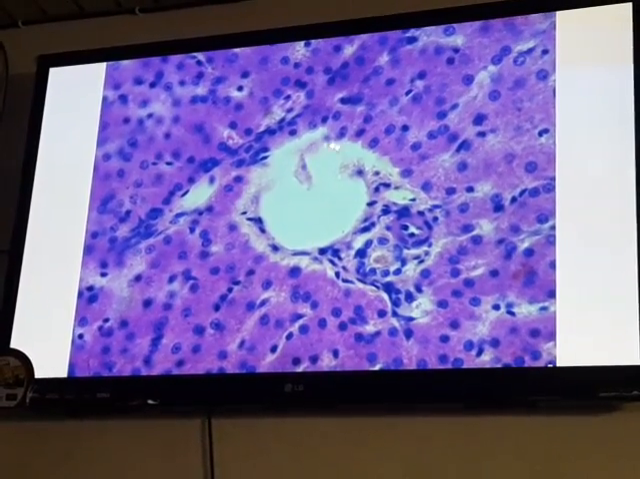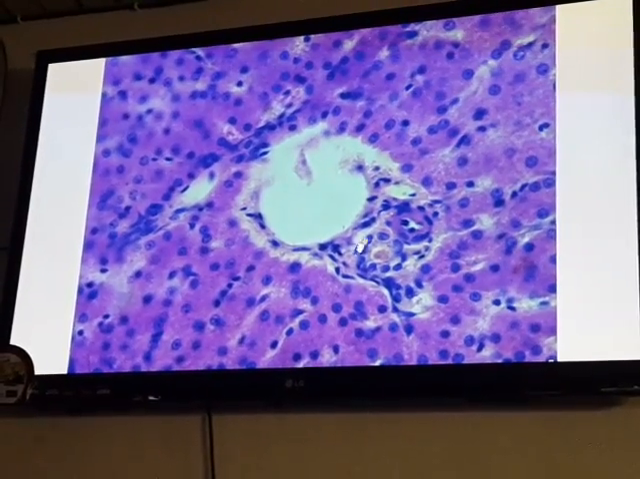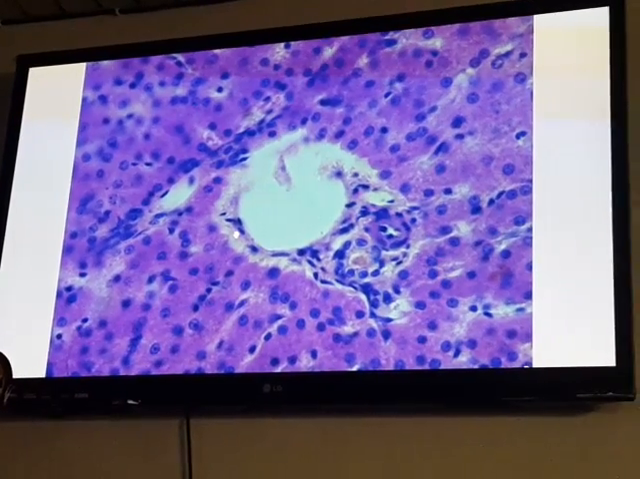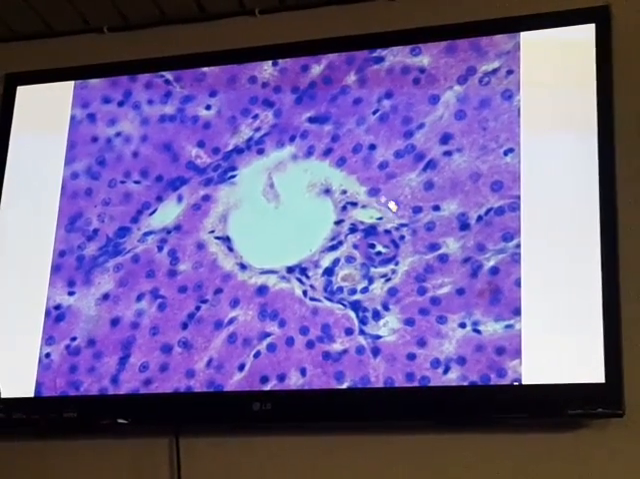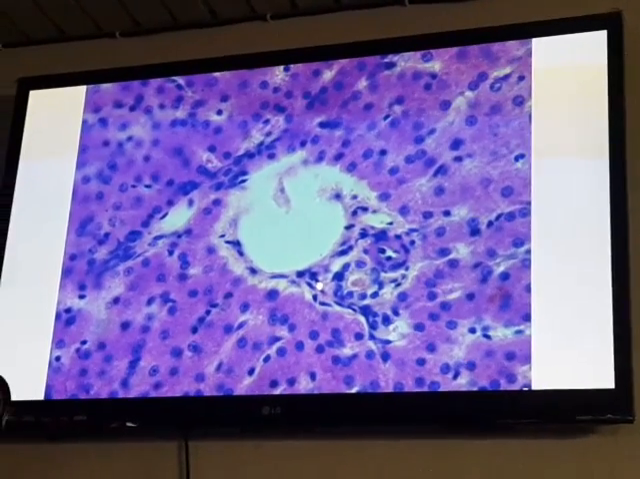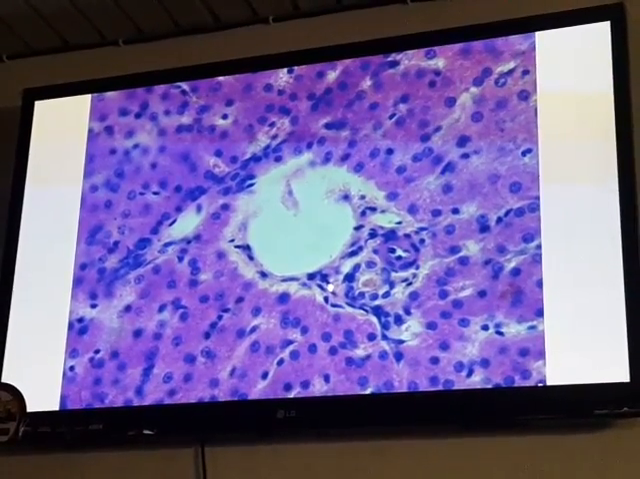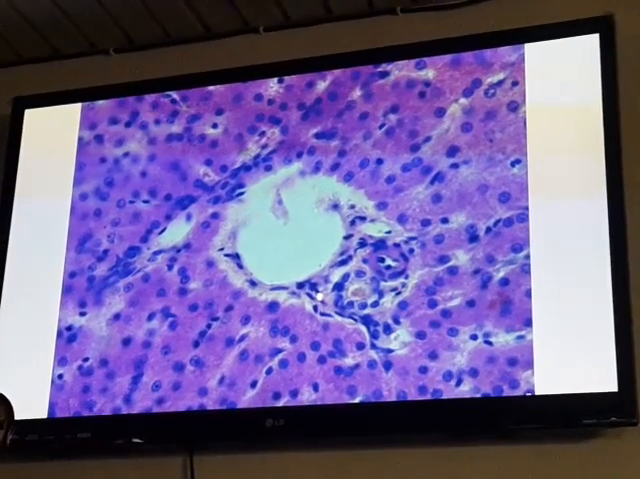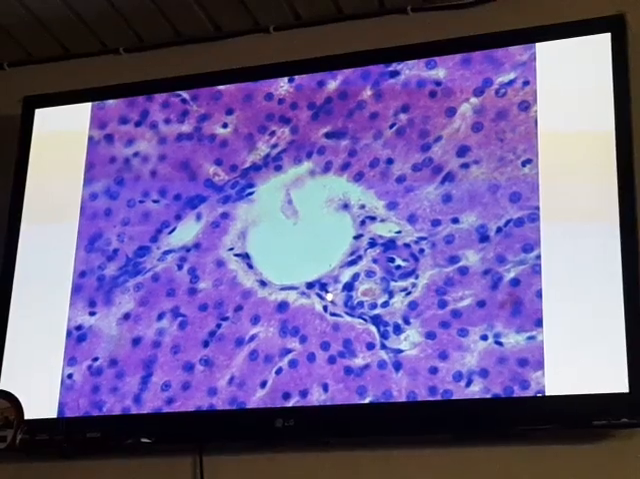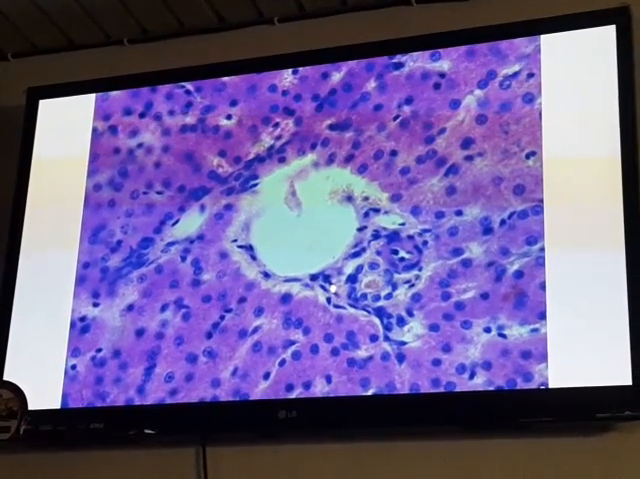We can see 3 structures: venule, arteriole, and bile duct. In addition, we have connective tissue. This slide is stained by H&E stain. Do you have any question about the liver? 3 types of cells, and the portal space or portal triad has 3 structures. This is what is required from you. The center of the lobule contains the central vein.